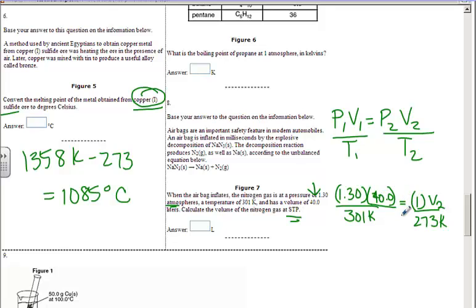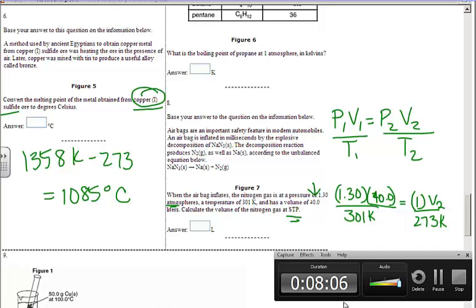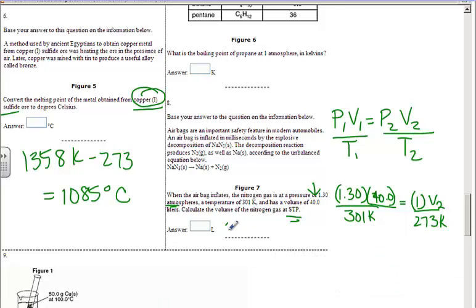Now, what we want to know is what the volume is after it goes to STP. So standard temperature in Kelvin, remember it has to be in Kelvin when you do combined gas law, is 273, and we're using atmospheres for pressure, so that's 1, and then we solve for V2. Give yourself a chance to calculate that and then come back and check your answer. You should get 47.2 liters.